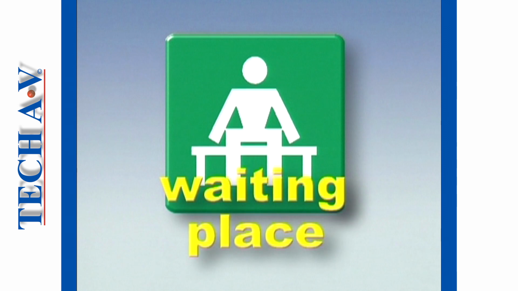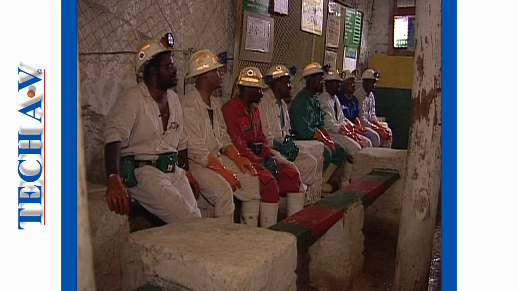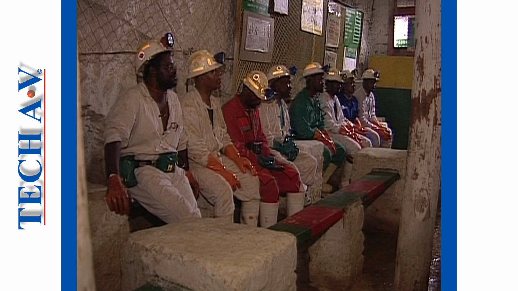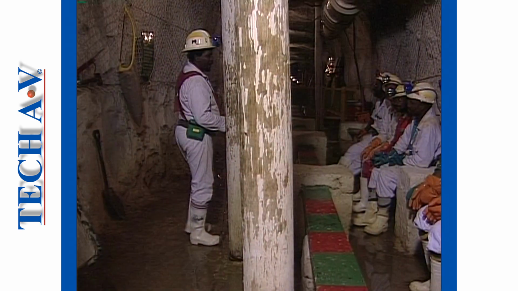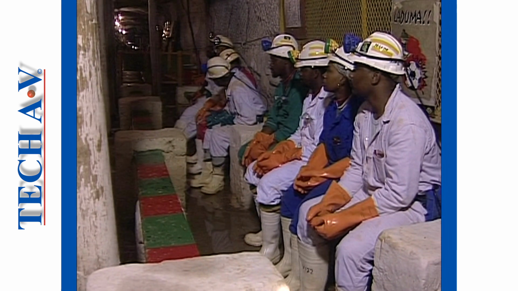The waiting place sign. The waiting place sign indicates an assembly point underground used to prevent people from entering unsafe areas. You should wait at the assembly point until you are escorted or allowed to enter the area with the rest of your team.